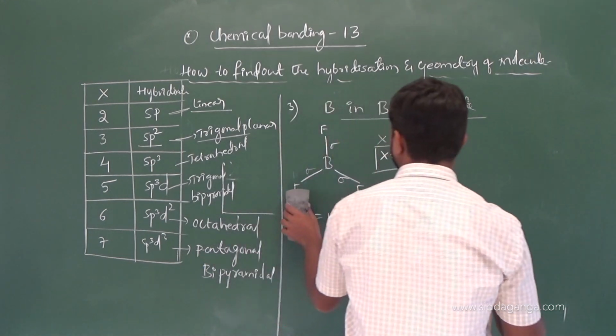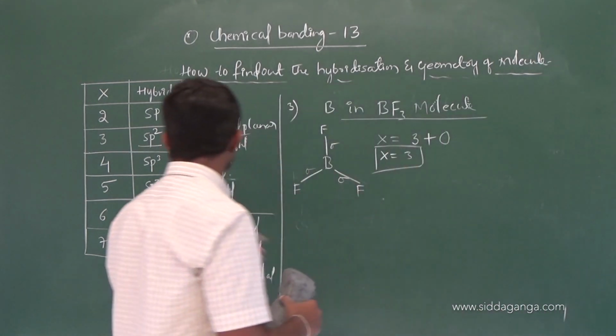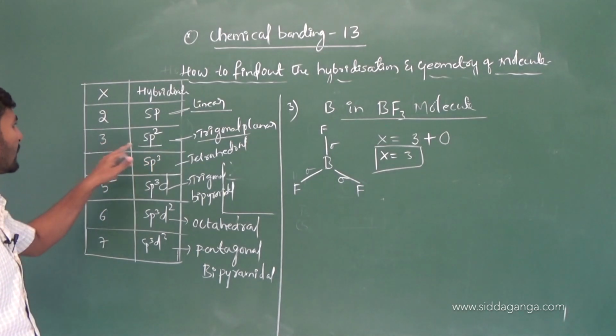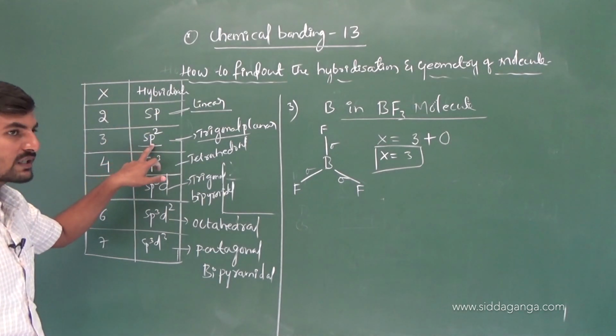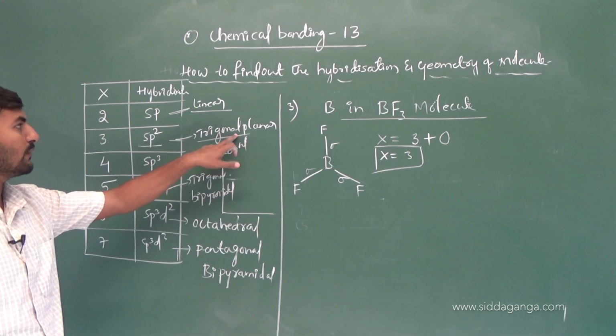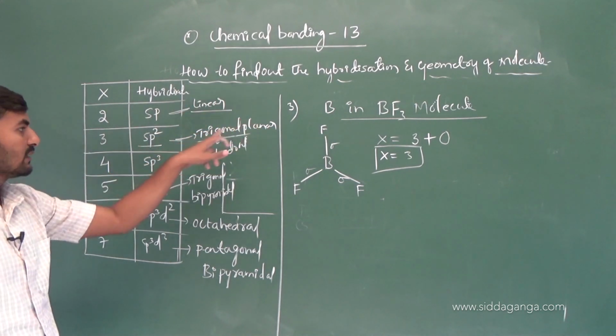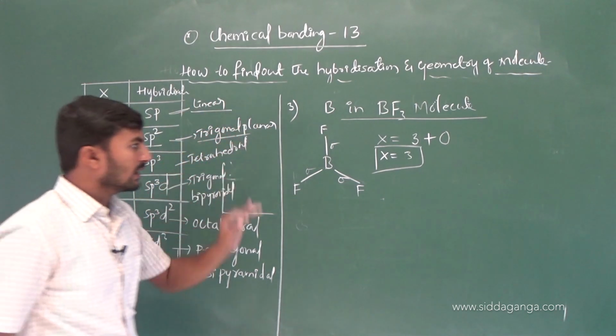If the value of x is equal to 3, then what happens? Which type of hybridization does it belong to? It belongs to sp2 hybridization, and it can exhibit which type of geometry? The geometry of the molecule will be trigonal planar.